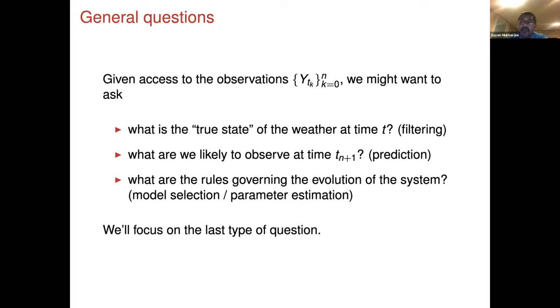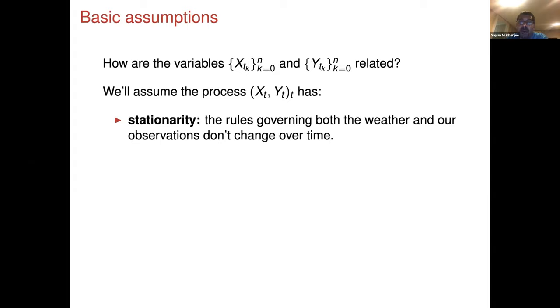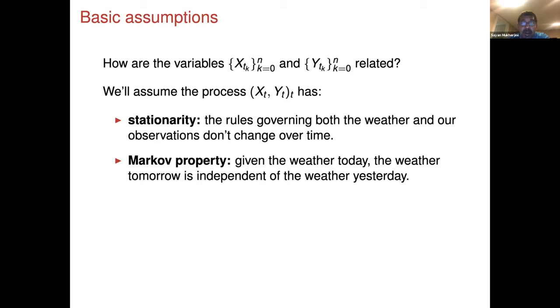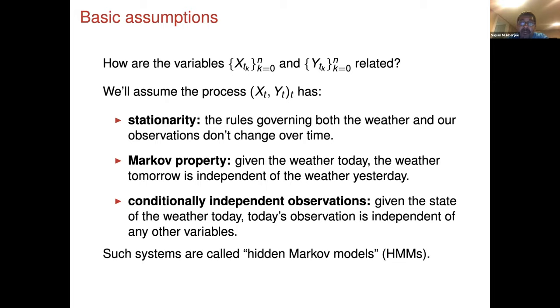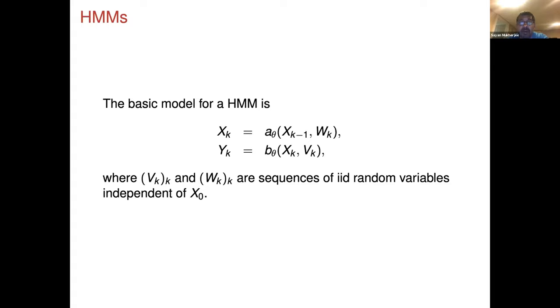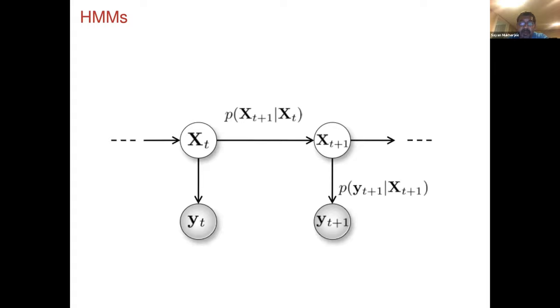So I have these variables, X and Y, and they're going to be related. We're going to assume that this joint process X_t, Y_t is stationary. For example, a classic idea is that it's Markov and you have conditional independence. This type of model is a very classic instance of what's called a hidden Markov model. You have these stochastic state updates for X, and then you have this observation process on Y. This is the standard picture where X is Markov and Y is my observation process.